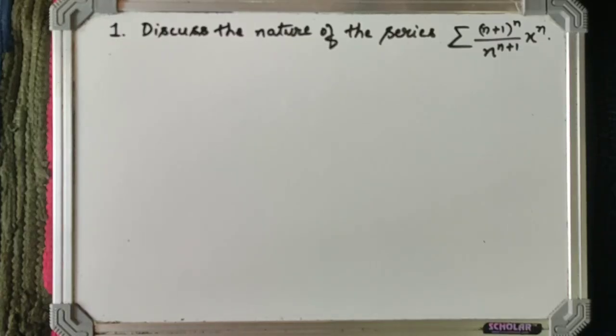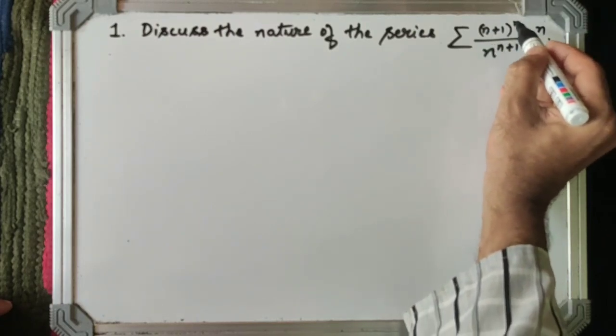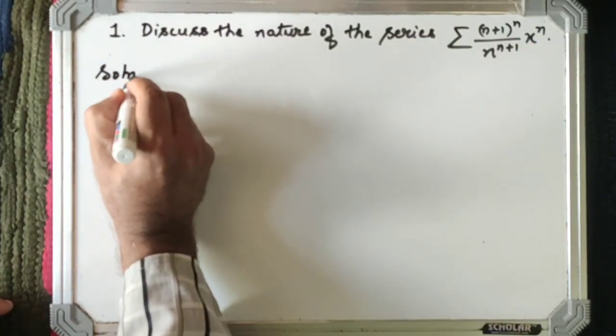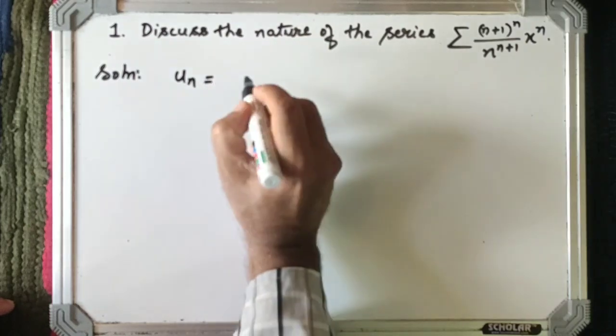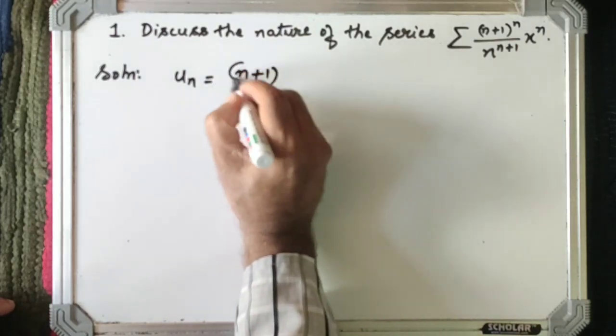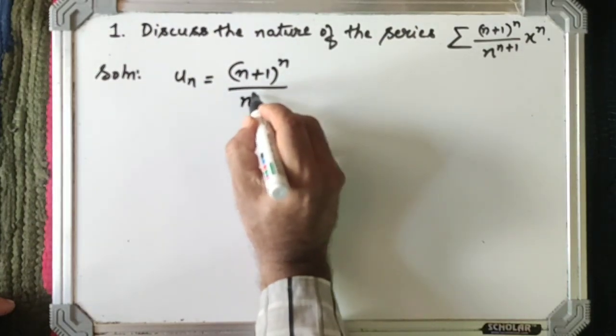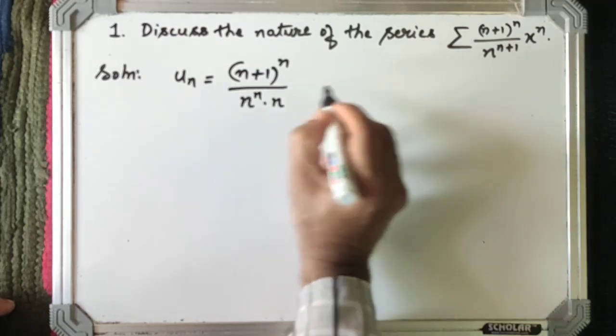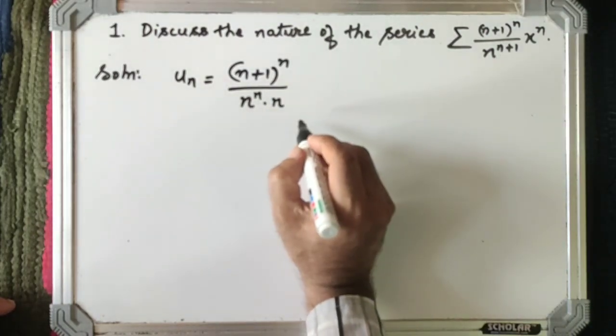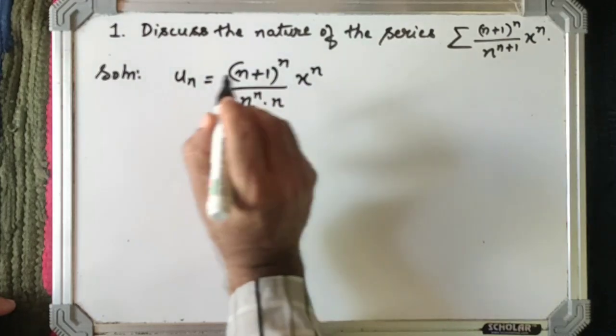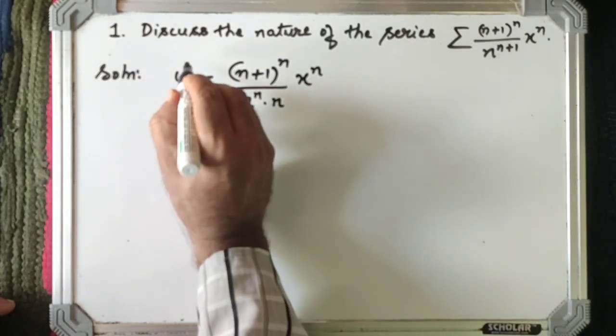So let us discuss this problem. The question is, discuss the nature of the series summation of n plus 1 whole power n, divided by n power n plus 1, into x power n. So here the nth term un is n plus 1 power n divided by n power n plus 1. n power n plus 1 you can write as n power n into n, by the theory of indices, into x power n. So this is un. So we'll take whole power 1 by n.